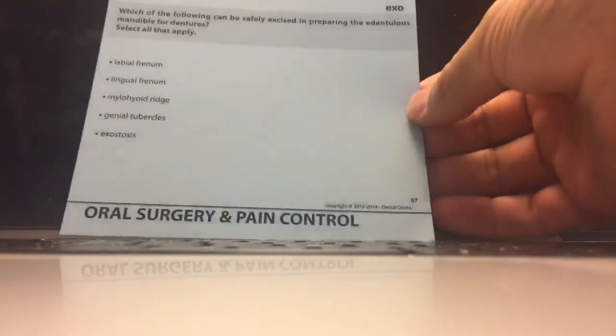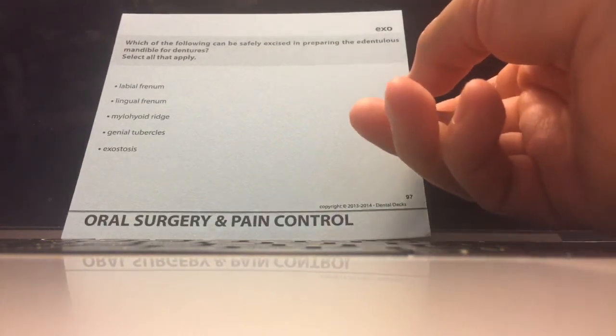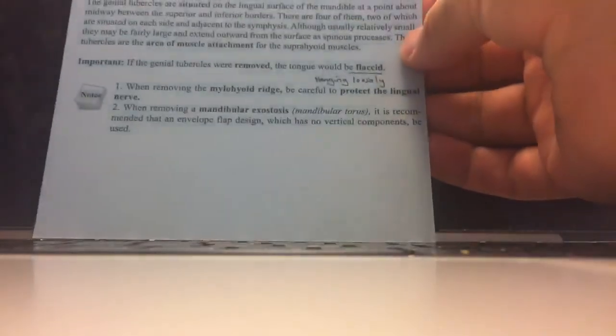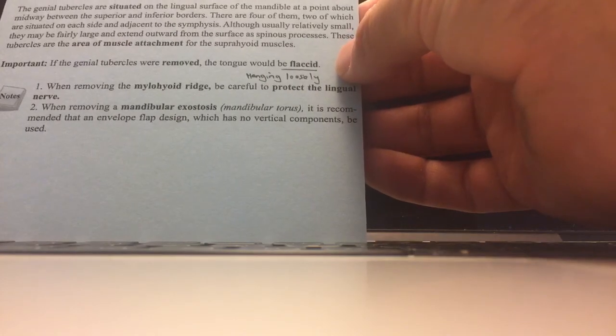When removing the mylohyoid ridge, be careful to protect the lingual nerve. When removing a mandibular exostosis, such as a mandibular torus, it is recommended that the envelope flap design, which has no vertical components, be used. So, which of the following can be safely excised in preparing the edentulous mandible for dentures? It can be the labial frenum, the lingual frenum, mylohyoid ridge, and exostosis.